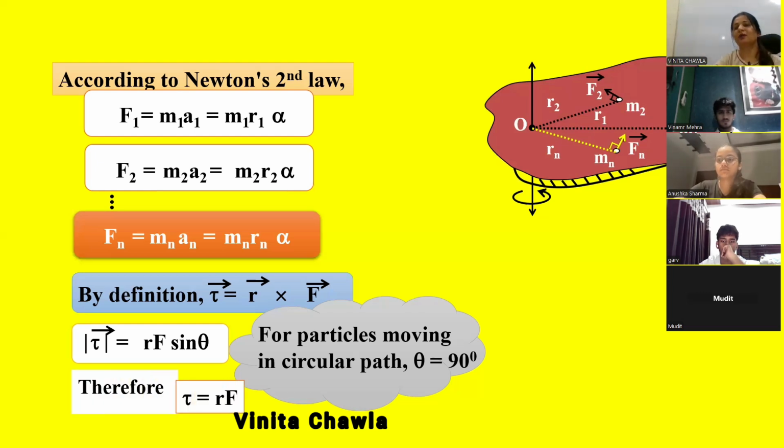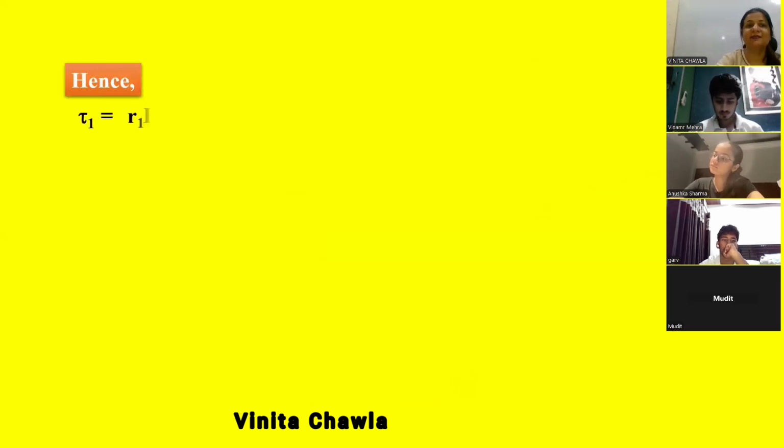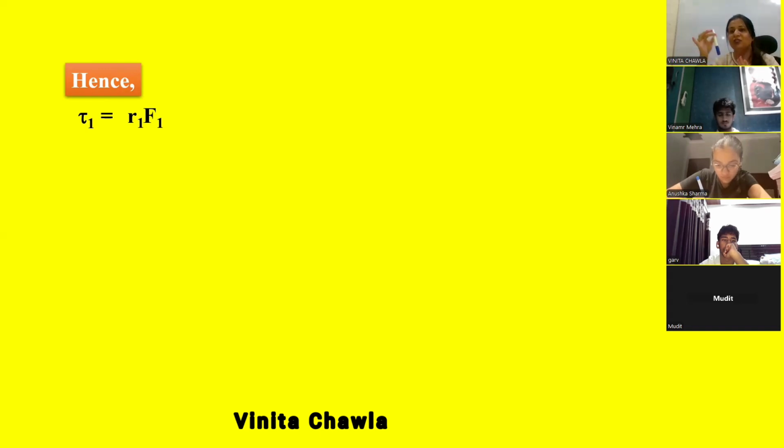And therefore torque is r F. We are considering only the magnitude here. Torque is r F; sin theta is sin 90 degrees, which is 1. Hence, because r is the distance of the individual particles from the axis of rotation, r1, r2, r3, as we assumed initially, there is a rigid body with n particles on it at different distances from the axis of rotation. So r1, r2, r3 are the individual distances, and F1, F2, F3 are the forces acting on them.